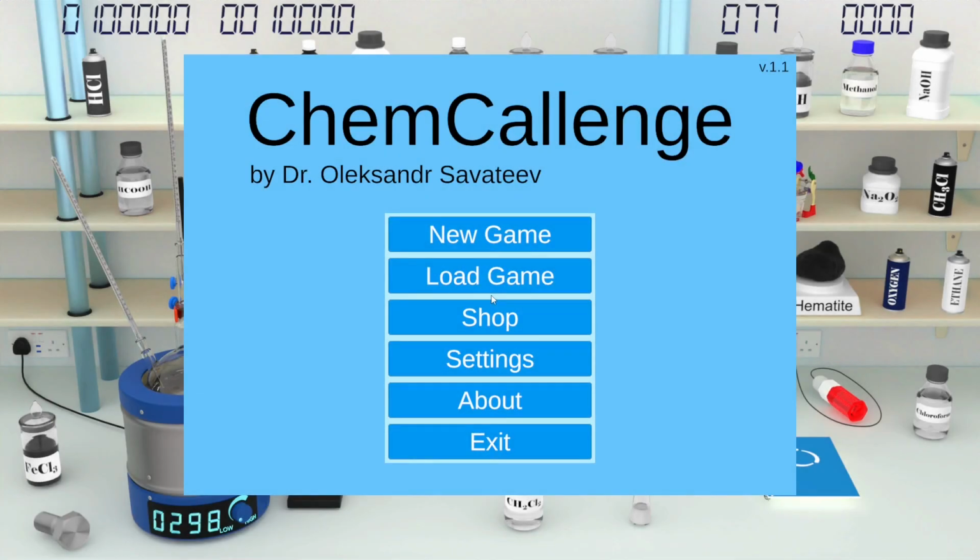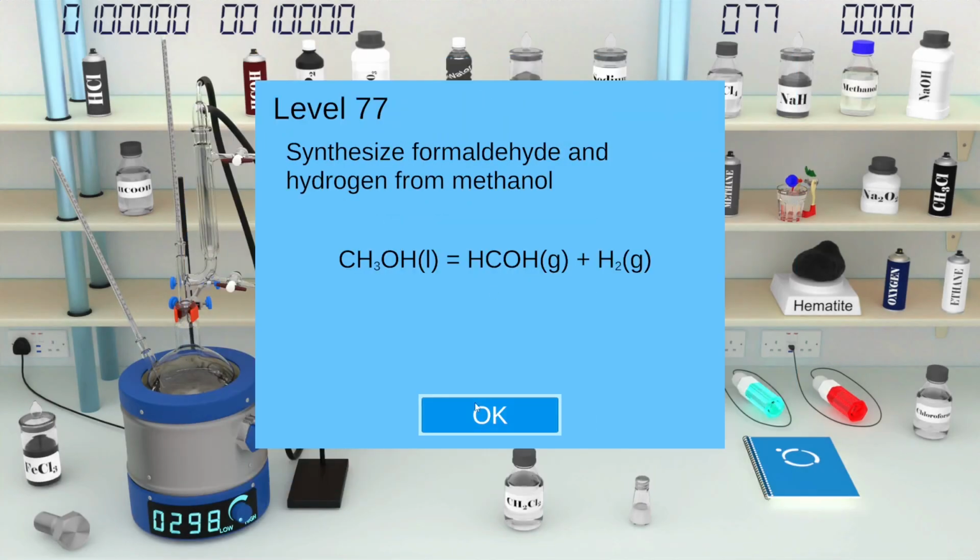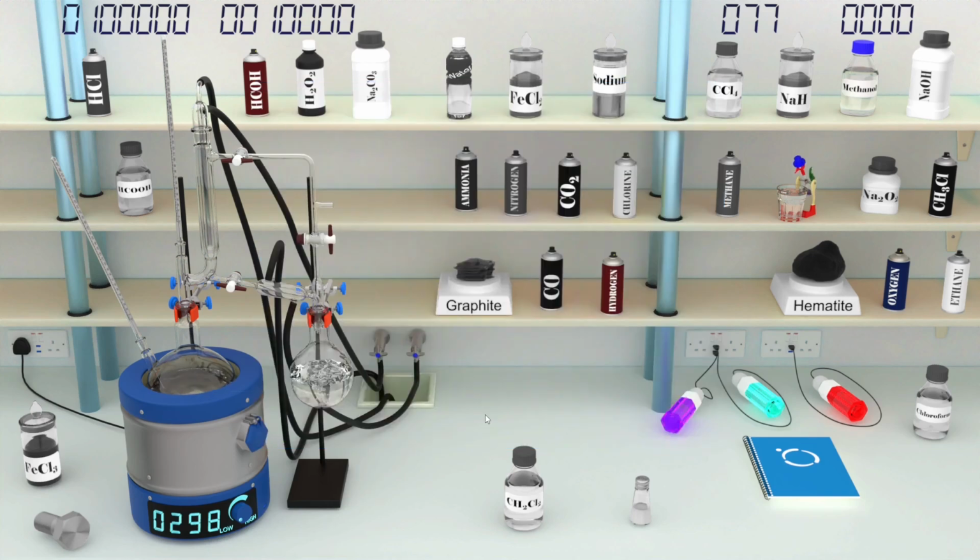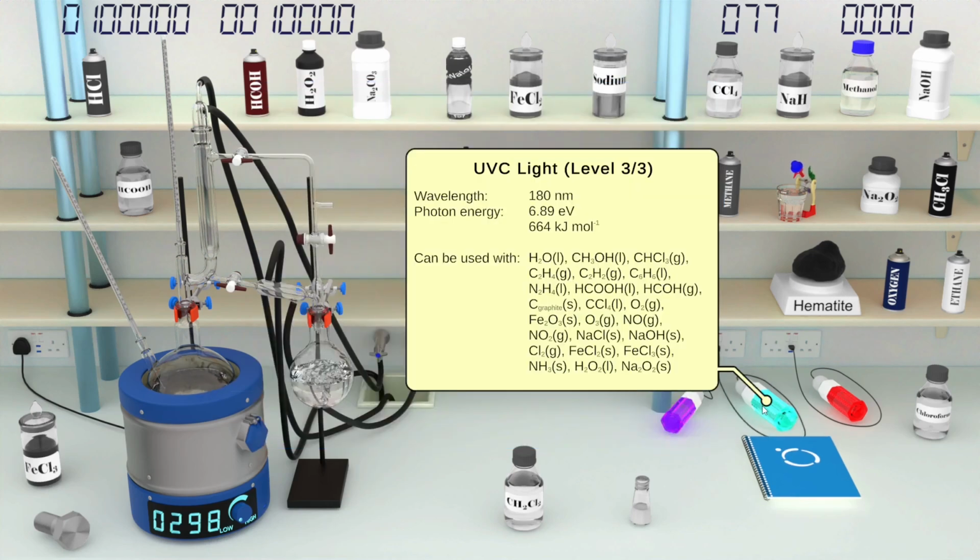Therefore, in level 77 of ChemChallenge, the task can be solved by using a light-emitting diode that supplies 180 nanometer photons to methanol.